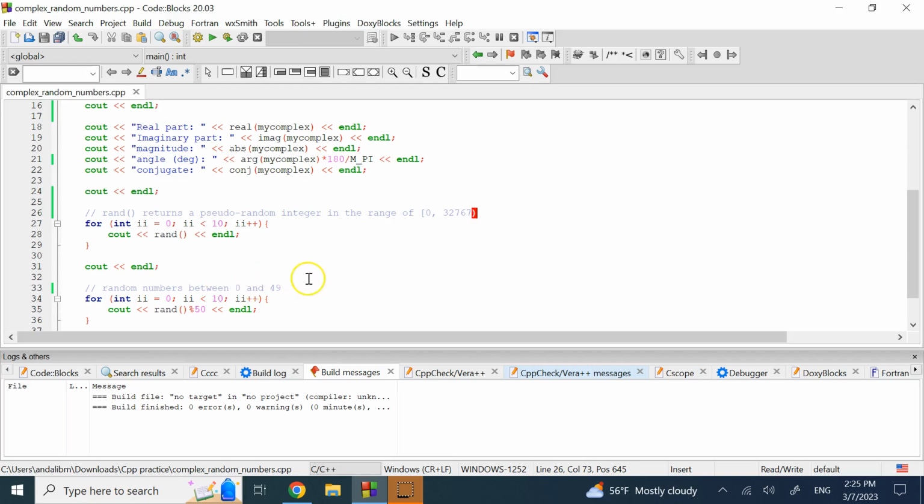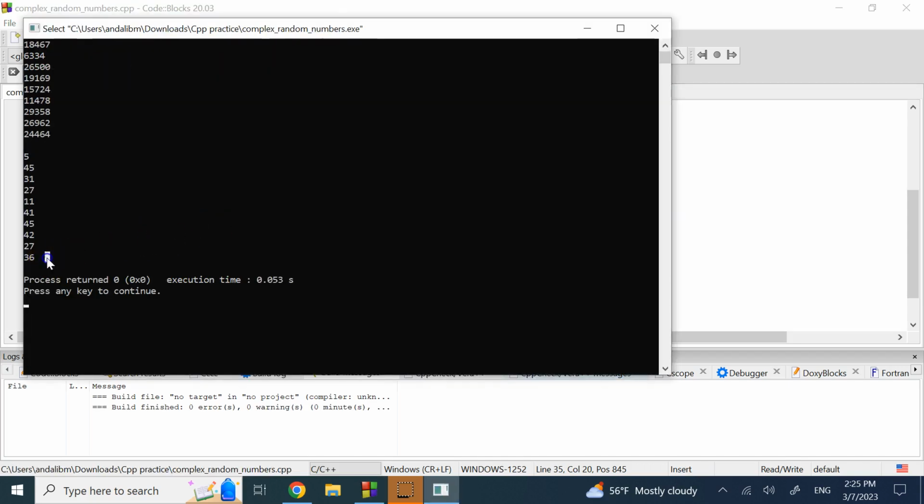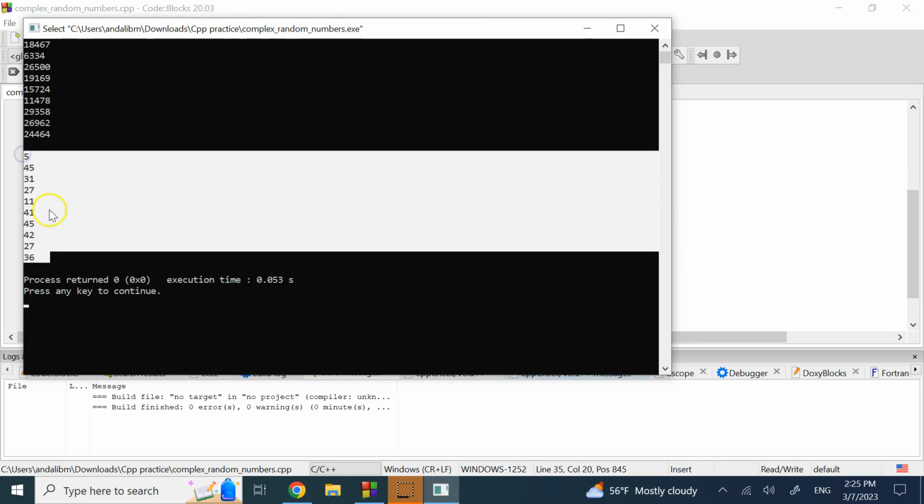Let's say 0 to 49. Then what I do, I use the modulus command. So I say rand modulus 50. Then it's the remainder of division of that random number with 50, which is going to be between 0 to what? 49.